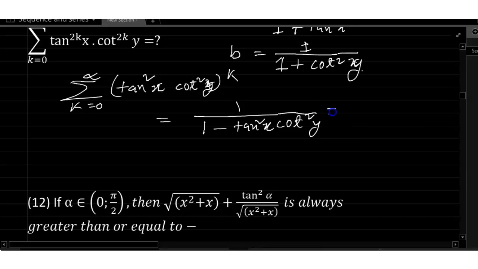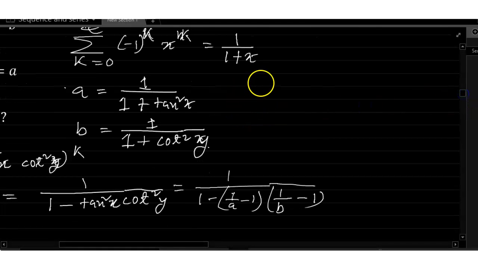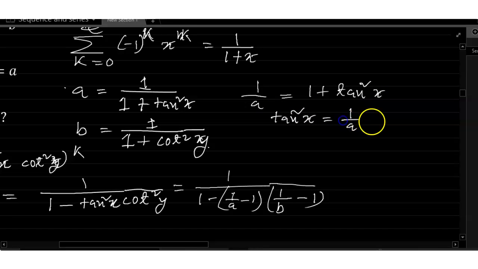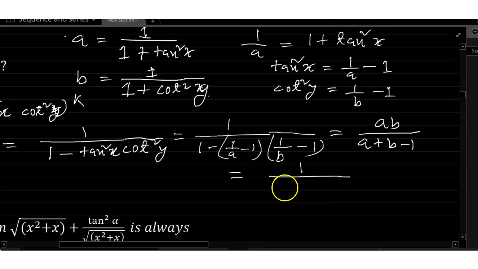So after that we can write this way: 1 by 1 minus (1 by a minus 1) into (1 by b minus 1). Now friends, you see that 1 by a equals 1 plus tan square x, so tan square x is equal to 1 by a minus 1. Similarly for the other, and we get the value ab divided by a plus b minus 1. Just simple calculation, and we get the value is 1 divided by (1 by a plus 1 by b minus 1 by ab).